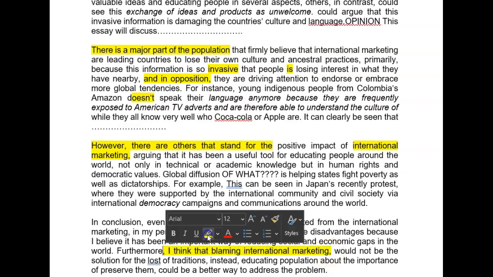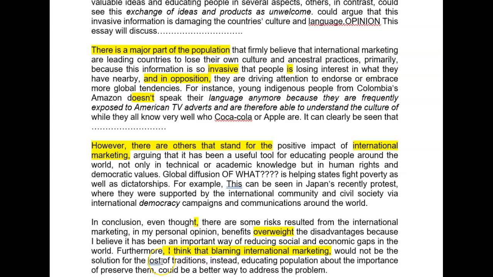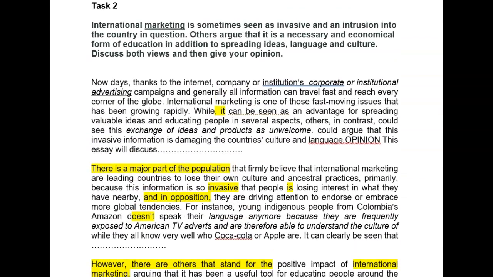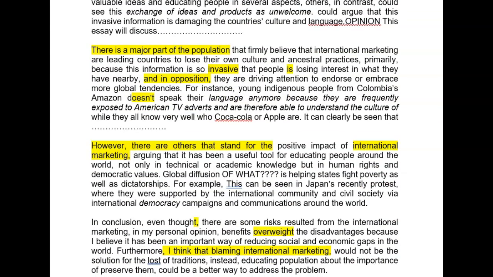Because furthermore, blaming this trend would not be the solution to the loss of traditions. Instead, educating the population about the importance of preserving them could be a better way to address the problem. I like that conclusion. Very interesting. Good conclusion. You've got so much good stuff going on in this essay. Really nice. So just to summarize, there's obviously some grammar issues, which I think you need to have a look at. The coherence probably is the main thing for me.